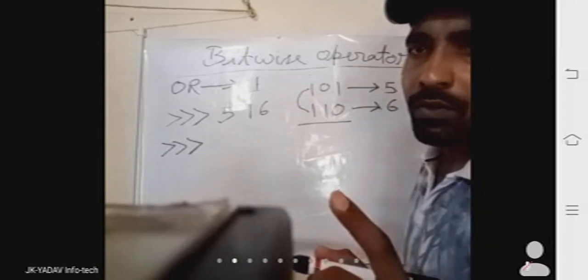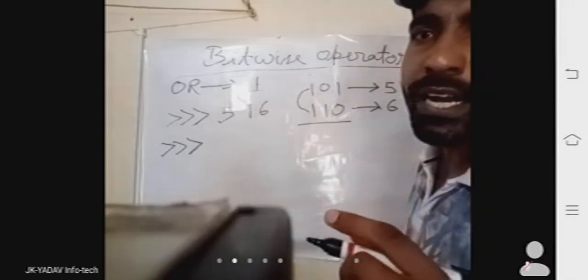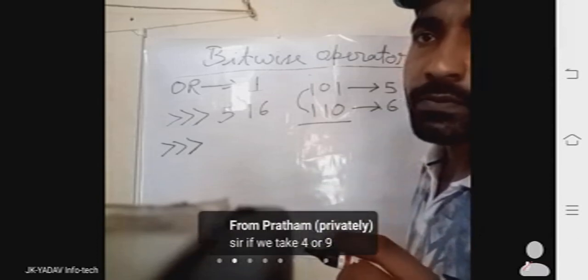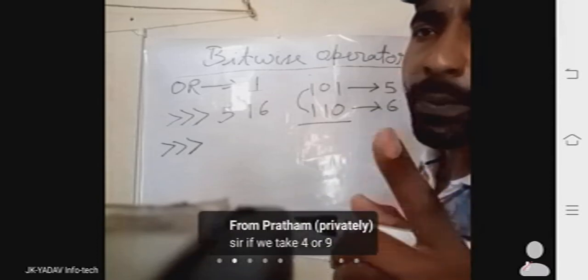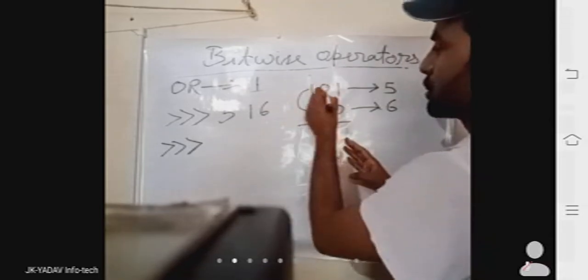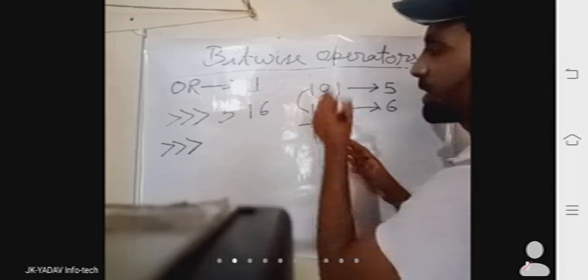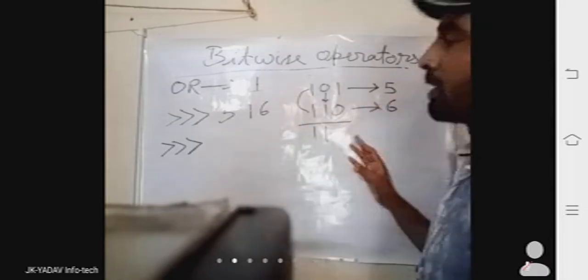So if you compare 1 and 1, what will be the result? Kindly reply. 1 or 1 according to the OR operator. No reply. Okay. 1 or 1 will produce the result 1. 0 or 1 will also produce 1. 1 or 0 will also produce 1.